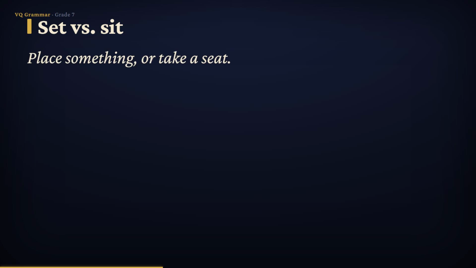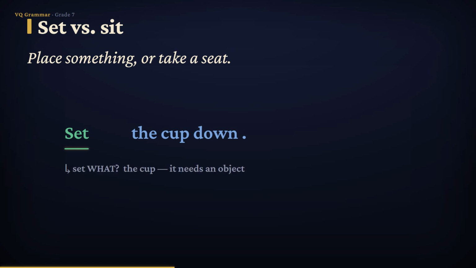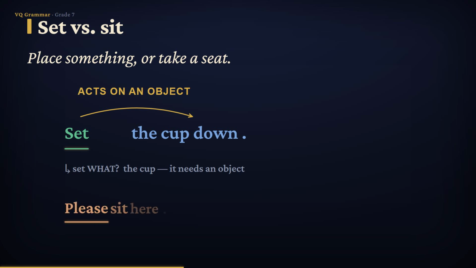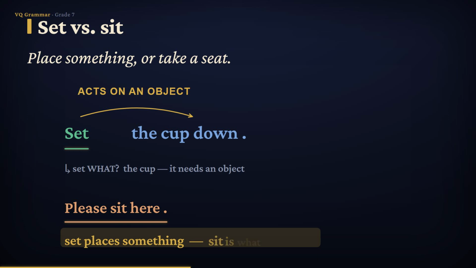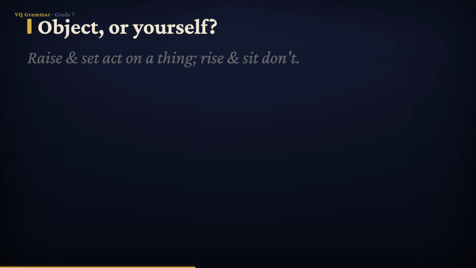The same pattern shows up with set and sit. Set means to put or place something down, and just like raise, it needs an object. For example, set the cup down. Set what? The cup. The cup is the thing you place. But sit means to take a seat yourself, and it takes no object at all. For example, please sit here. You are the one sitting. There's nothing you place. So keep it clear. Set places something else, while sit is something you do yourself.